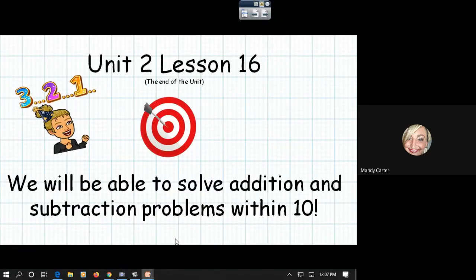Today we're going to be doing lesson 16. It's the very last lesson in unit 2. Our learning target for today is to be able to solve addition and subtraction problems within 10.